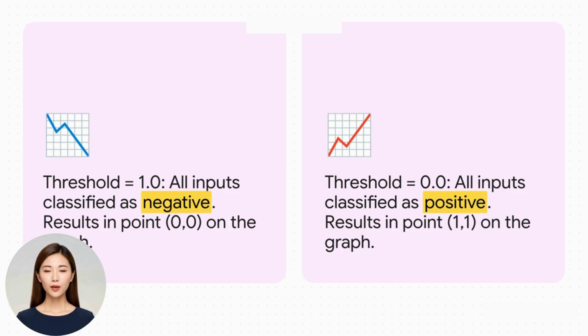Now, if you swing it all the way to the other extreme, a threshold of 0.0, your model classifies everything as positive. You'll catch all the true positives for sure, but you'll also misclassify all the negatives. That lands you at the top right corner, 1,1.